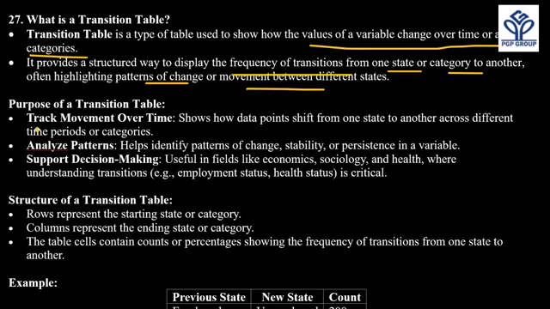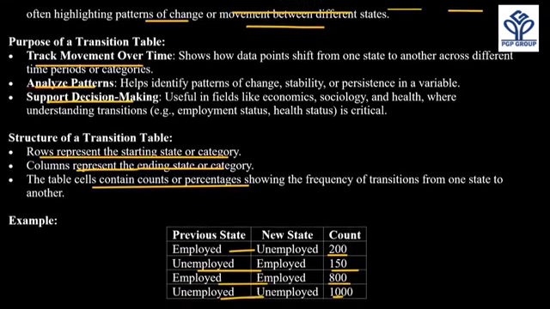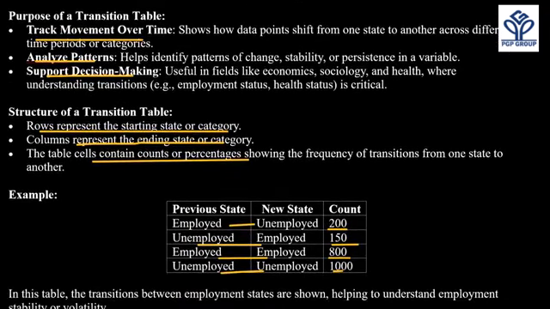Track the movement over time, analyze the pattern whether it is increasing or decreasing, whether stability is there or not. Then it helps us to make some decisions. So this is the purpose of a transition table. The structure of a transition table: the rows represent the starting state or category, and the columns represent the ending state of the category. The table cells contain the counts or the percentage, that means how much change is available. We can find it. So this is about the transition table.